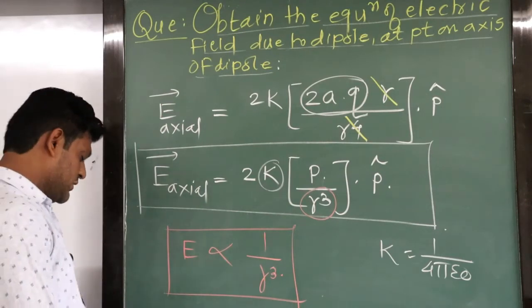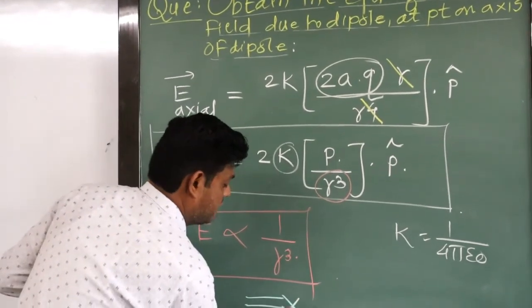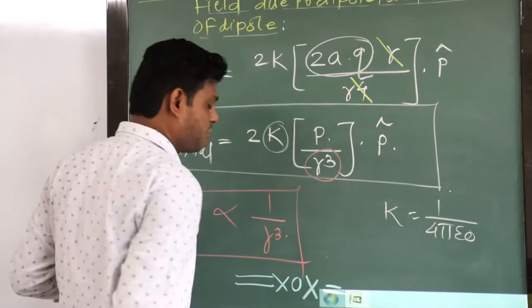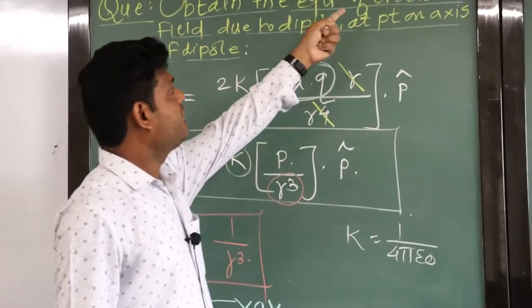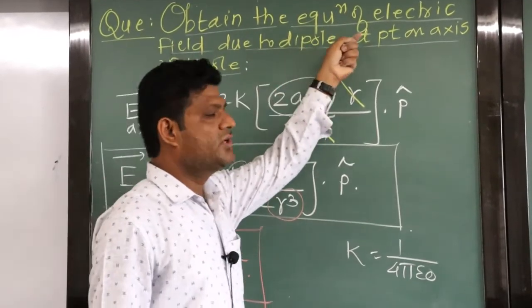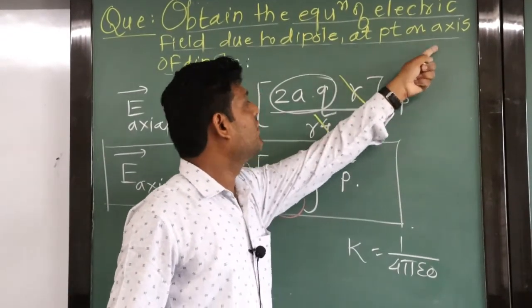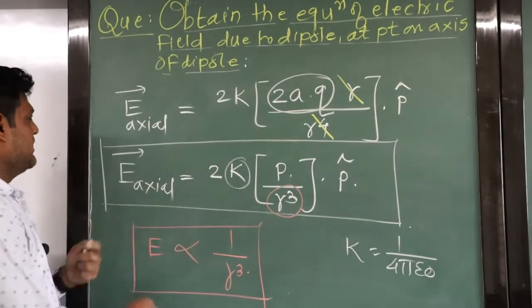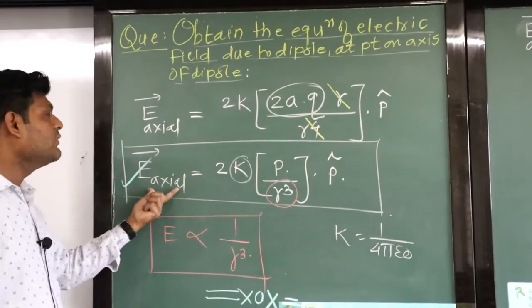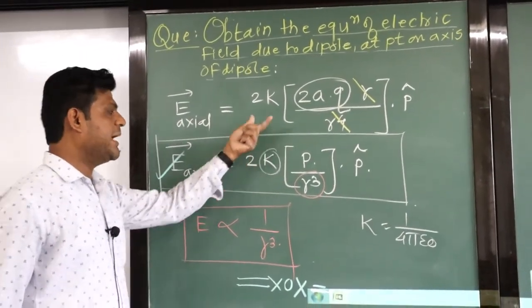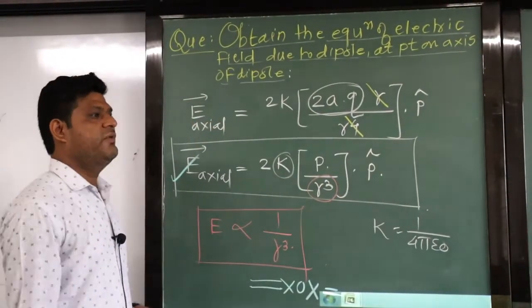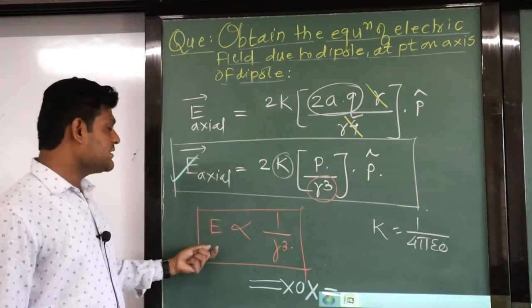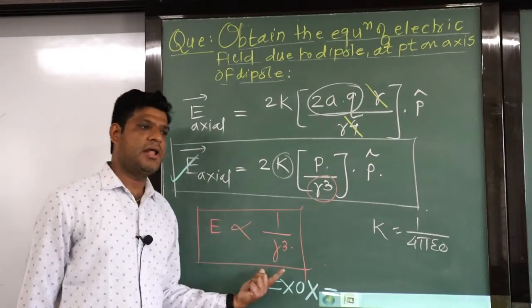So here the topic ends. For 3 marks, there may be a question in the board examination: obtain the equation of electric field due to the dipole at a point on the axis of the dipole. So this is your formula for that. E axial equal to 2Kp divided by R cube into P cap. P cap is a unit vector, right? And this electric field is inversely proportional to R cube.